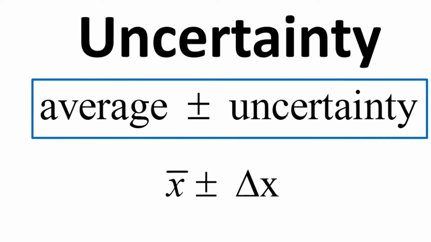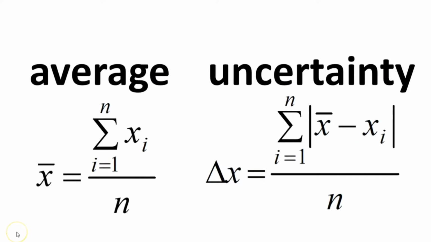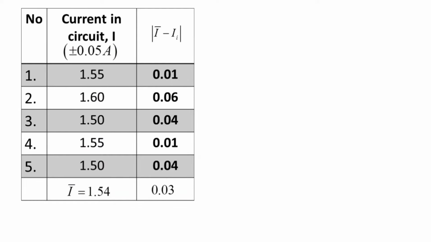In repeated reading measurement, the value of the measurement is the average value of the reading plus minus the uncertainty. These two formulas are going to be used to find the average value and the uncertainty of the reading. I'm going to show you some examples on how to use these two formulas. In repeated reading, we are going to use a table to record the value of the measurement.